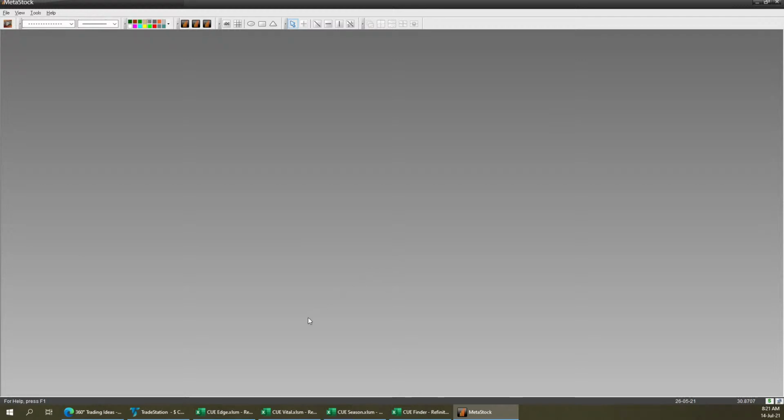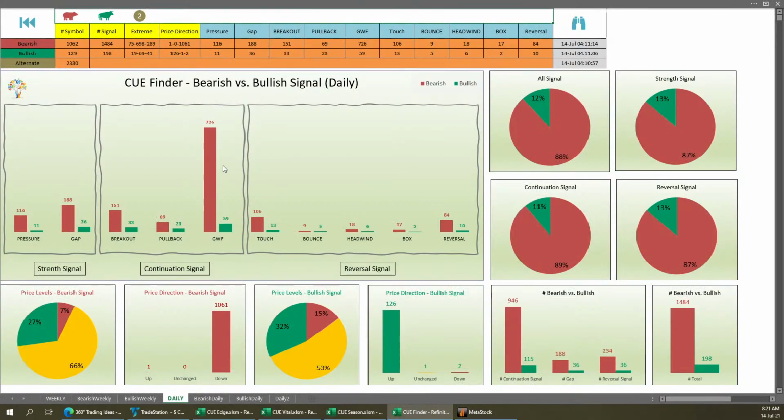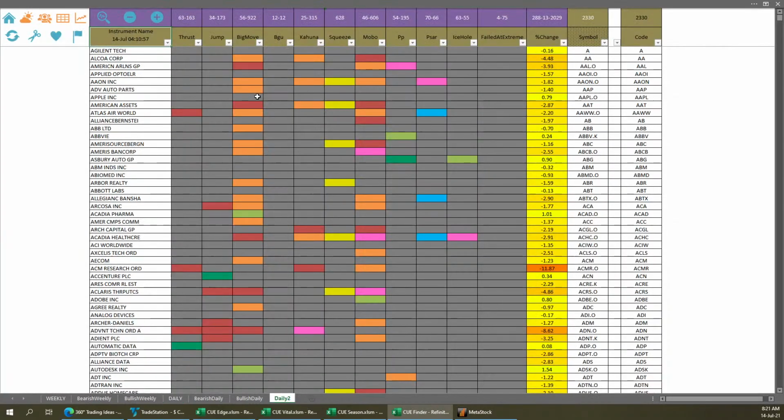Now let's look at a way to find the number of red candle highs. In Q Finder, if we go to the alternate signals and failed at extreme, that is the green candle low and red candle high signal failed at extreme. If you see the pair of numbers, yesterday there were only 4 green candle lows and 75 green candle highs. I ran it on a watch list of 2500 stocks, so it's about 3%.